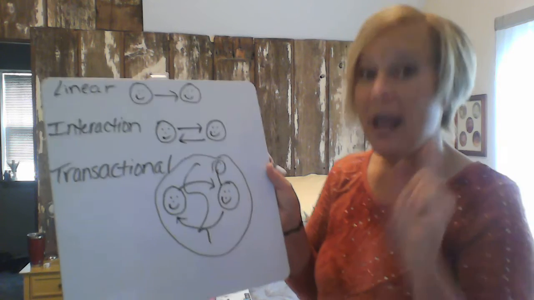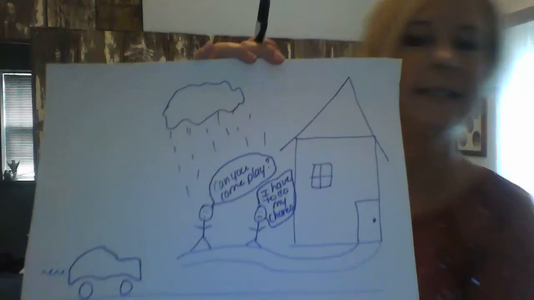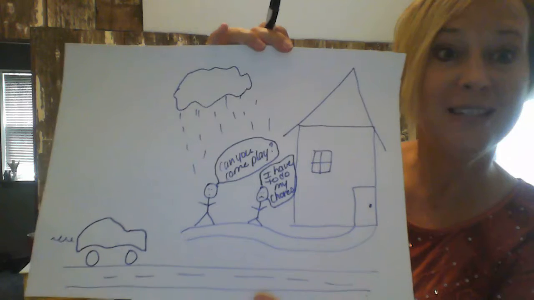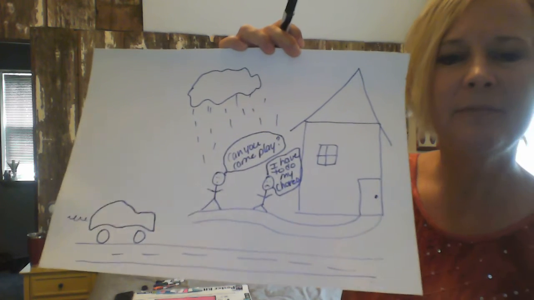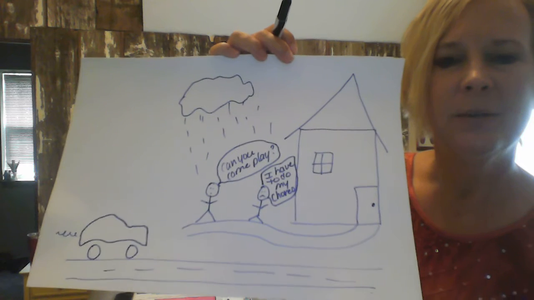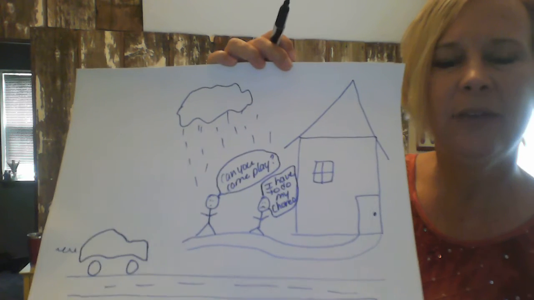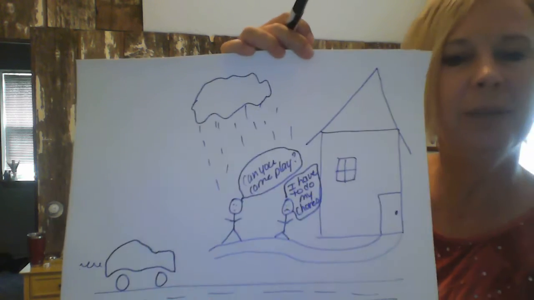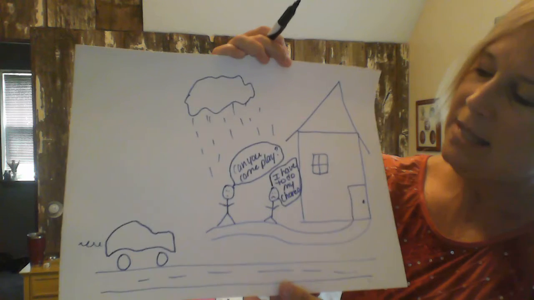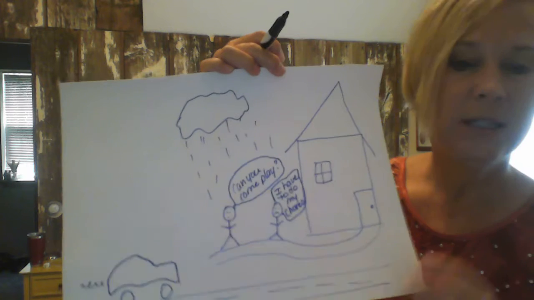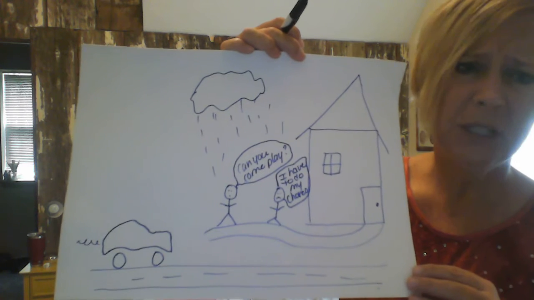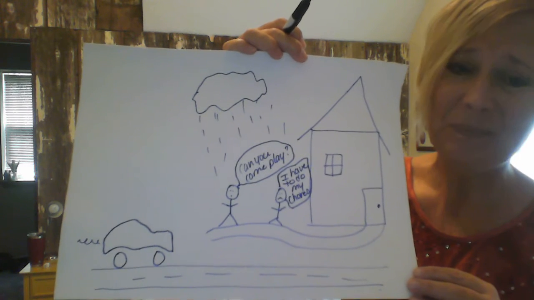Now, for extra credit, I want you to draw your own little schematic of a transactional model. So here's mine. We have these two kids. There's a house. We've got some rain coming down, and the one person says, "Can you come play?" And the other one says, "I have to do my chores." This one has a sad look on his face, so we can see the nonverbal. He's disappointed that he can't come play.